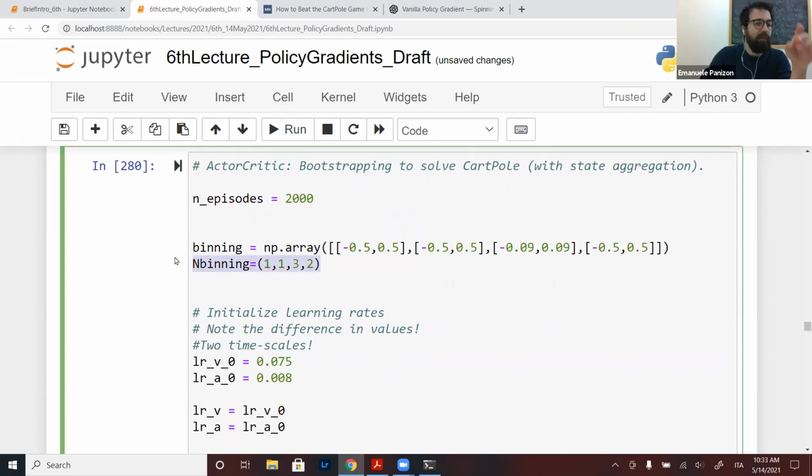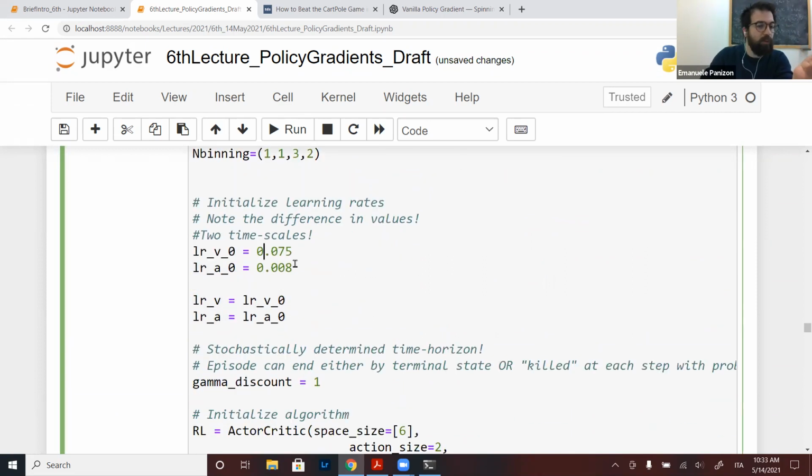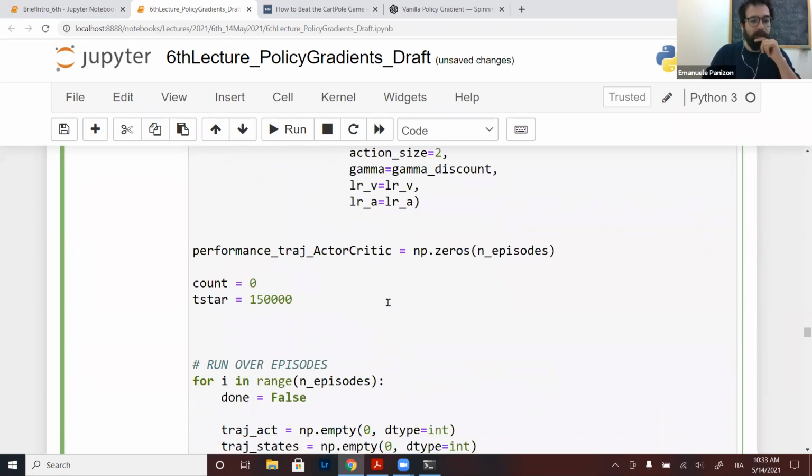Everything is the same. I have the same binning. I have 2000 episodes. I don't know why 2000. I have the learning rates. Now you can see that I put two different learning rates. Again, it took me a while to find two numbers which did not find stupid solutions. You can see that one is almost 10 times the other. It means that the learning process for the value is 10 times faster than the learning rate for the actor. Again, I create an actor critic, the same as before.